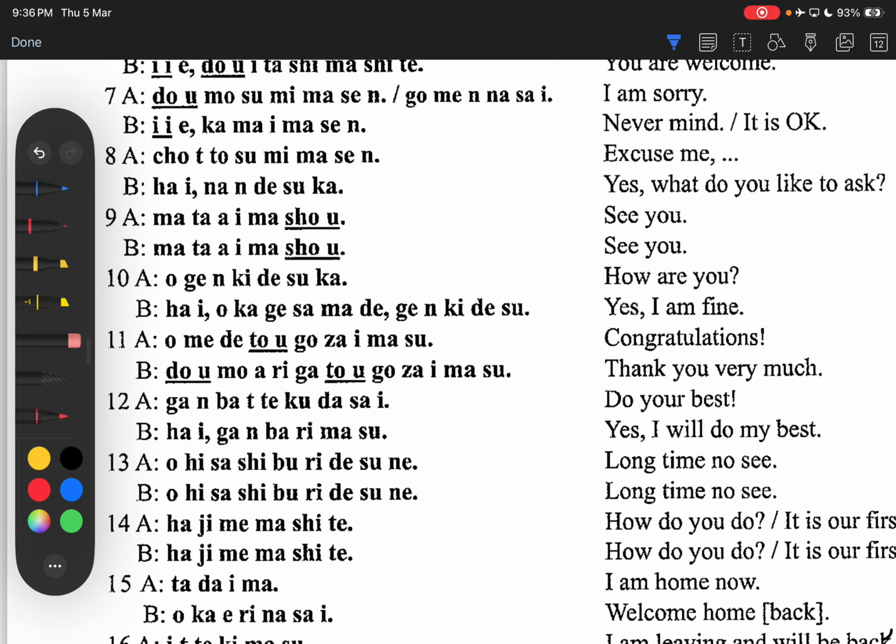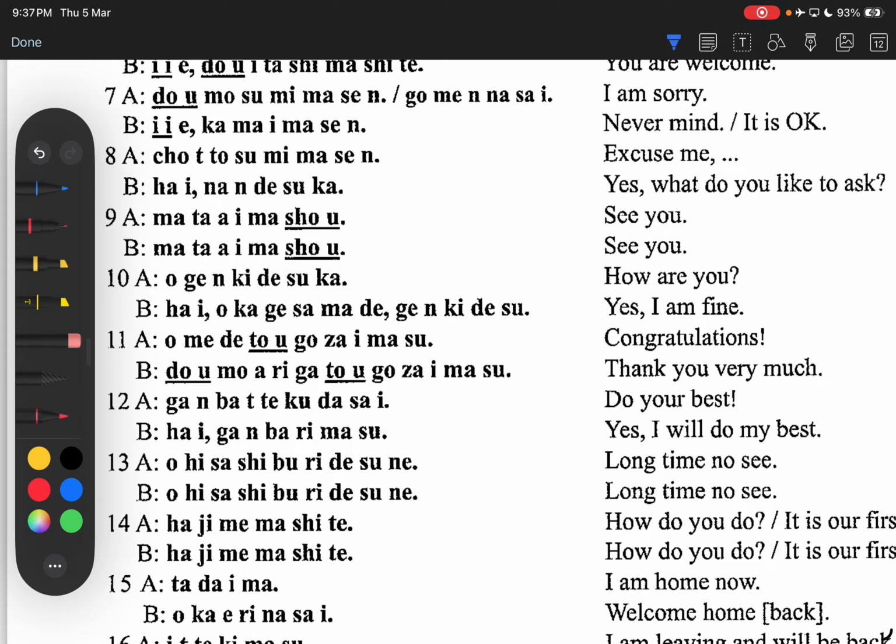Next, we have gambatte kudasai. So the gambatte, I mean, some of you know already. It just means like carry on with what you're doing. You're doing very well, right? It's like 加油, it's like continue. Kudasai is just please. So please continue working hard. Please continue to 加油.